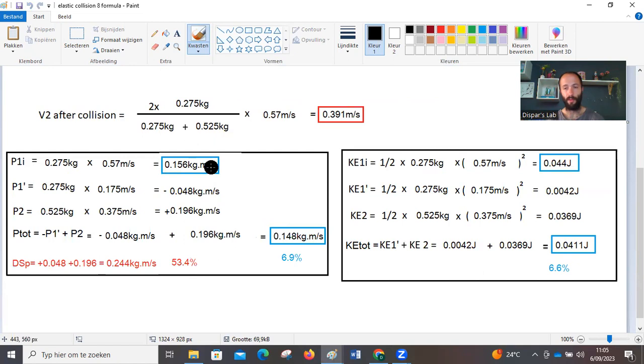Momentum is absolutely not conserved, way too much extra momentum. So obviously, that can't possibly be correct. So this experiment must be wrong, done very badly. Okay, so we have 53.4% versus 6.9%.